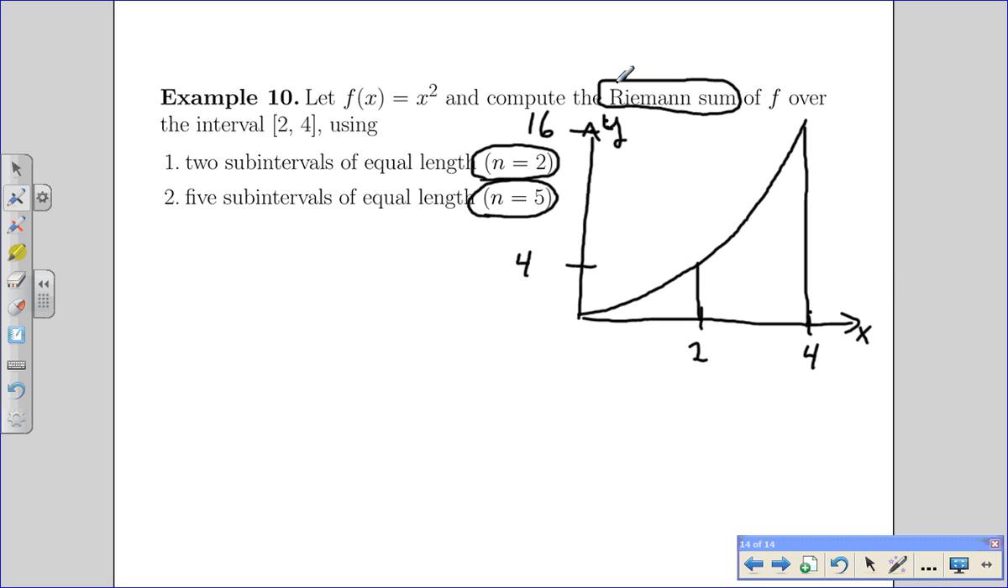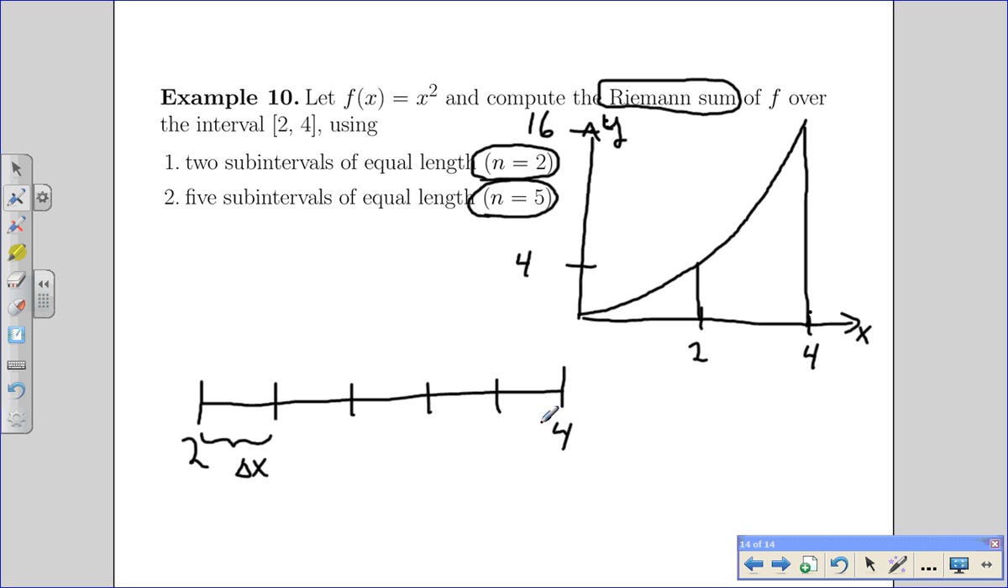So the first thing we're going to do is, if we're going to do 5 intervals from 2 to 4, figure out what the x values are for those intervals. From 2 to 4, we're going to chop it up into 5 pieces. 1, 2, 3, 4, 5. Now, how big is each piece? What's my delta x here?